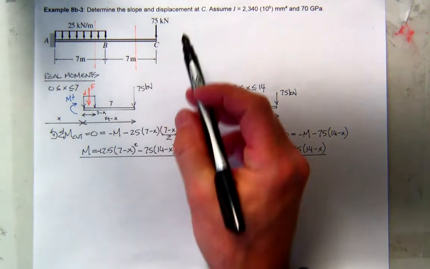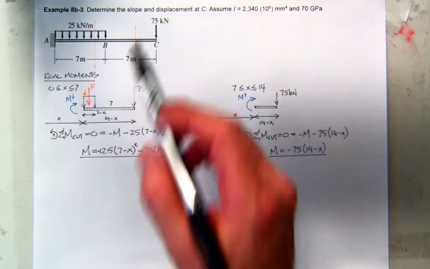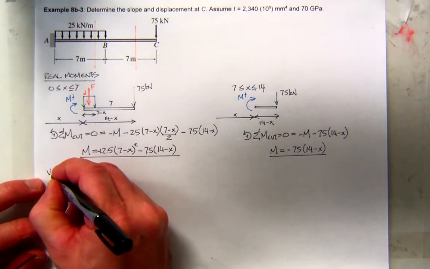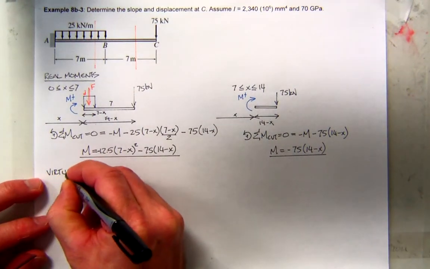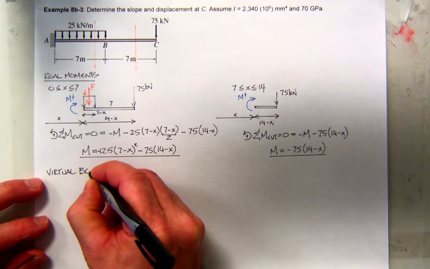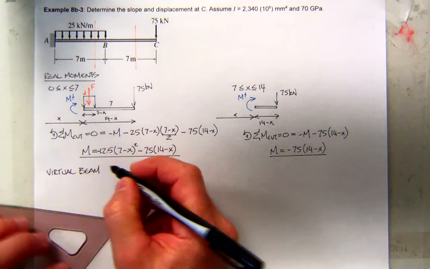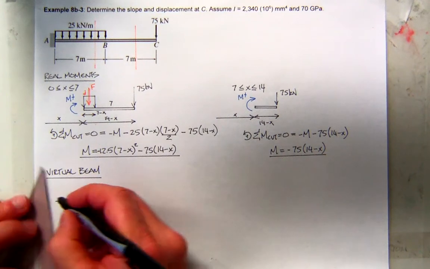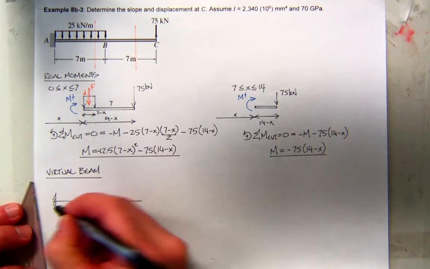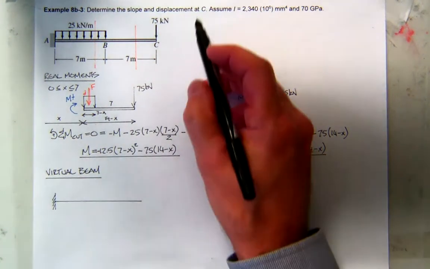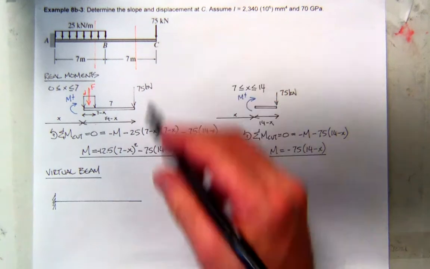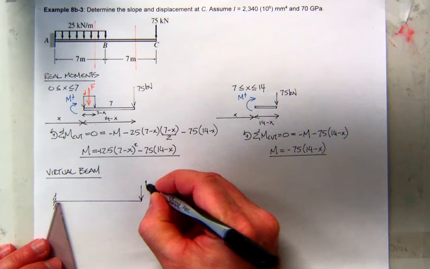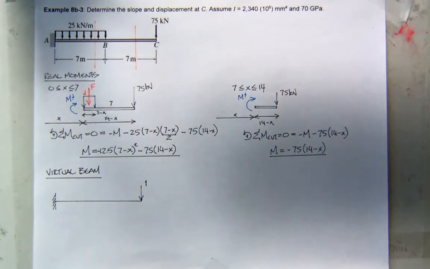So let's do the next part. Let's do the slope and displacement. So what do we want to do? Let's do displacement first. So what's the virtual beam look like for displacement? Well, the geometry is the same. So there's my beam, fixed on the left. Unlike conjugate beam, I don't have to do anything there. And I want the displacement at C, which is the free end. So I'll go out here to the free end, and I'll assume that it acts down. And, of course, our virtual force is always 1.